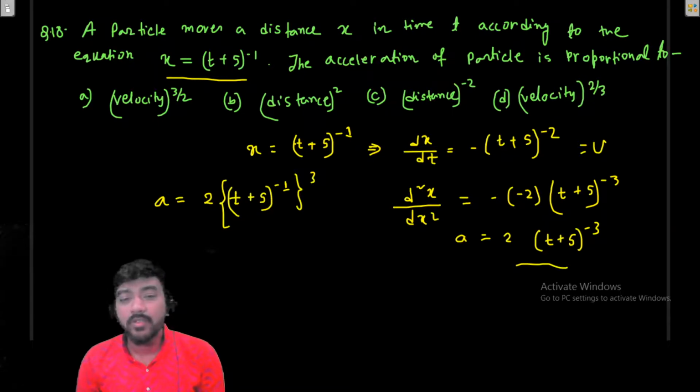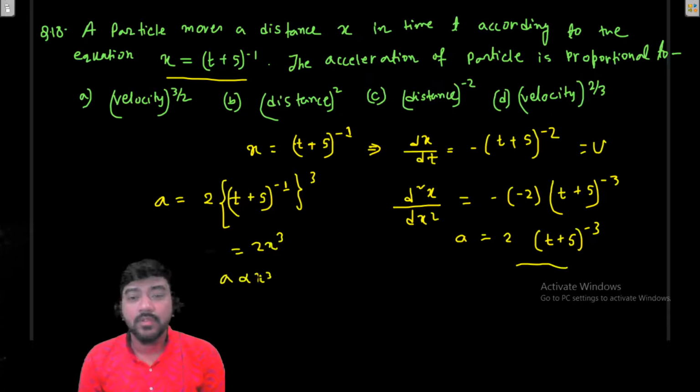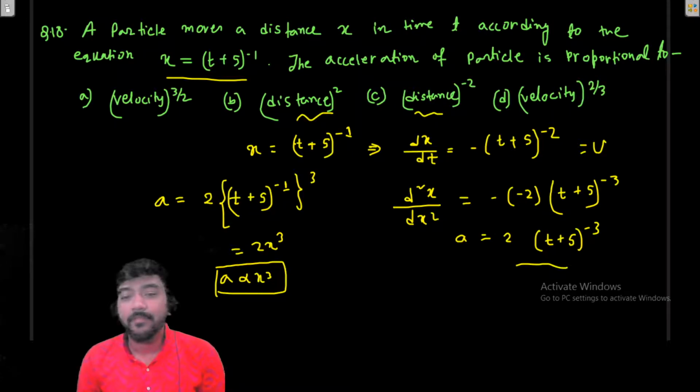So what it will be? t plus 5 to the power minus 1 means x, so it will be 2x cube. That means a proportional to x cube, distance cube. But the option is not given here. So we have to check for velocity also. So how you can express it in terms of velocity?